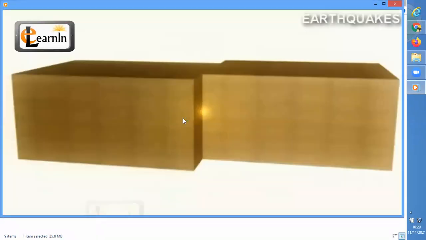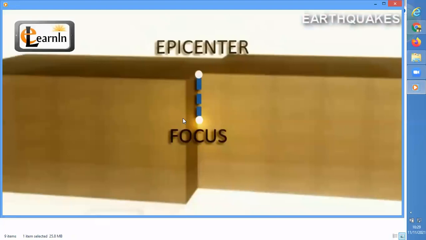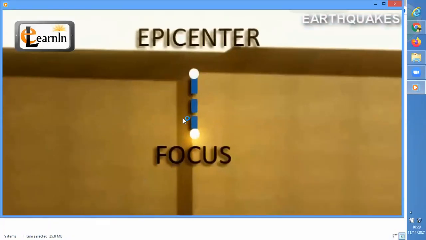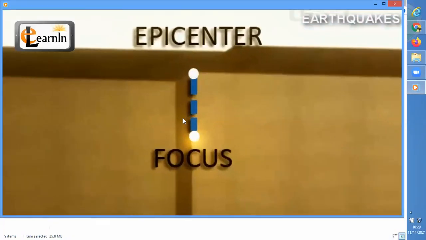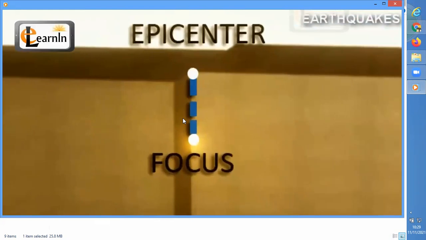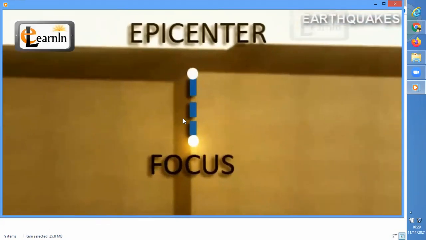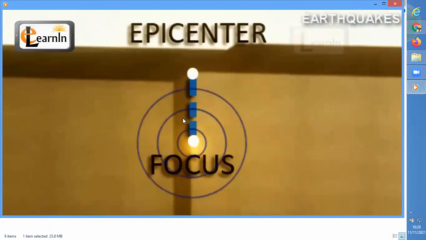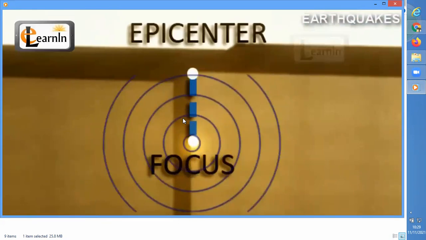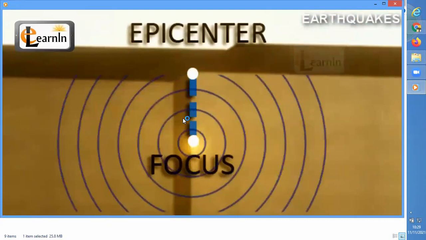The point of origin of an earthquake is called the focus, while the point directly above it on the surface of the earth is called the epicenter. Owing to the strong vibrations around the point of origin, the degree of destruction is greater around the epicenter.